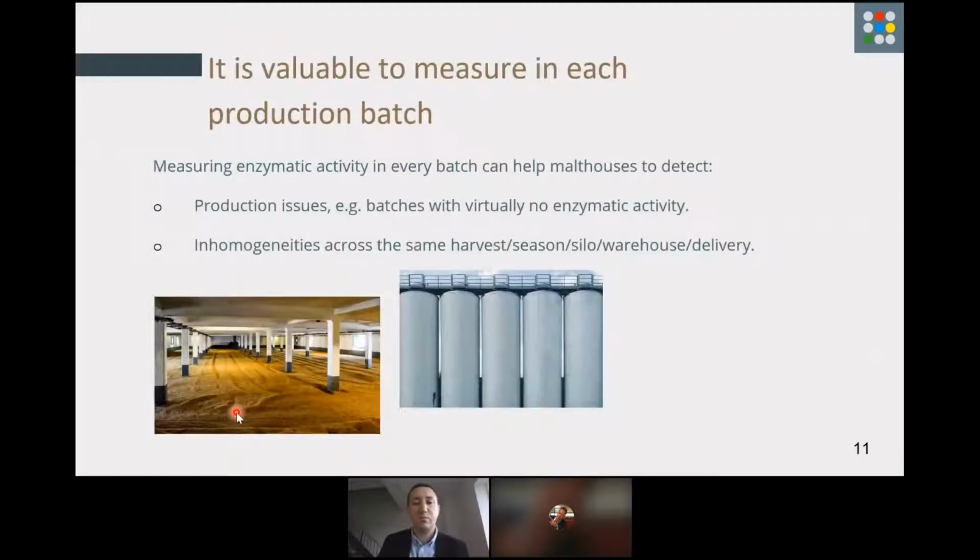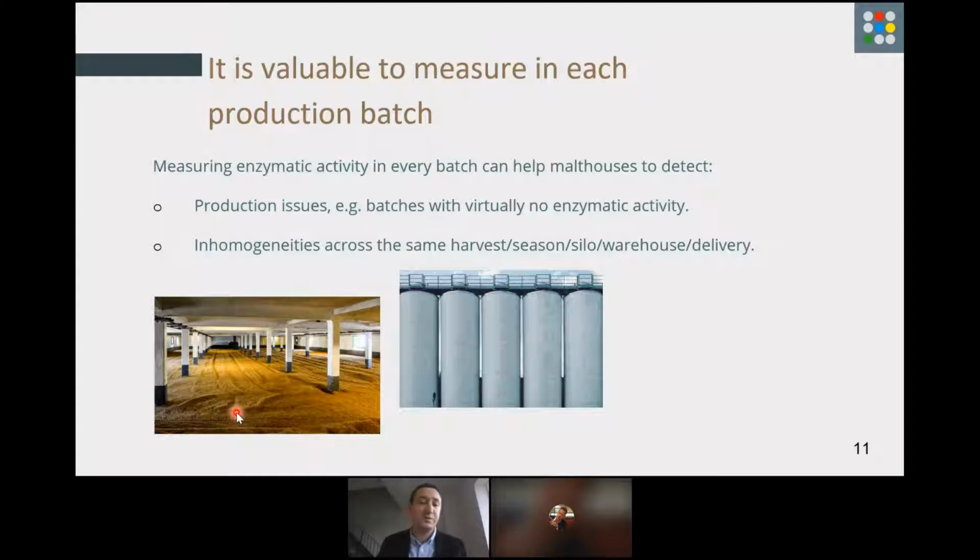At the same time, we can say that by the use of these kits, our customers are able to measure more samples, and that can entail a lot of benefits. For instance, they would be able to measure in every single batch. And why is it important to measure in every single batch?